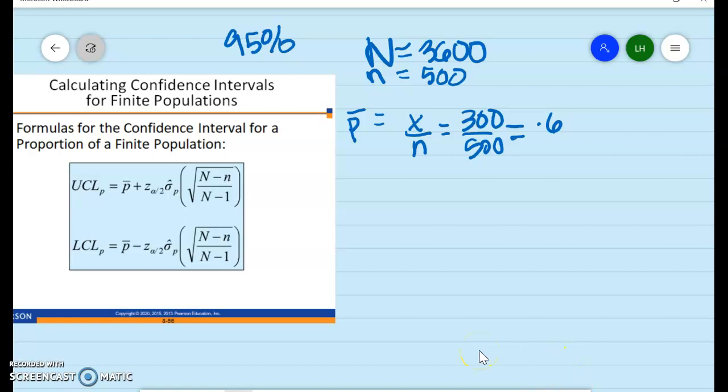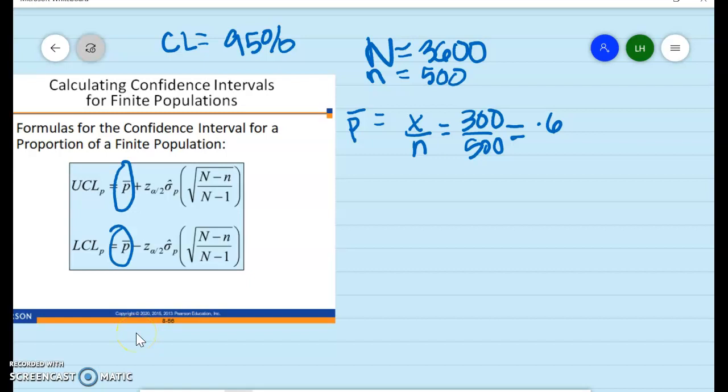Okay. So if we divide 500 by 3,600, you're going to get about 14%. So we have to use the finite population correction factor on this problem. I'm going to erase this now that we know we have to use that. And our confidence level is 95%. So we have our first part.